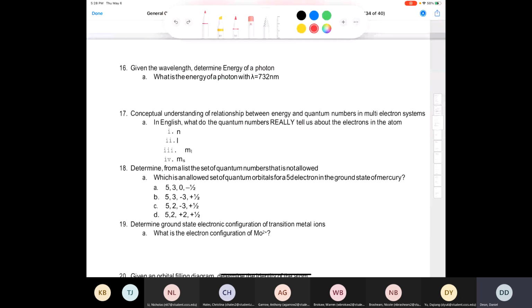Now, into the structure of the atom, right? We started out by looking at electromagnetic radiation. We talked about infrared and UV and X-rays and all that good stuff.